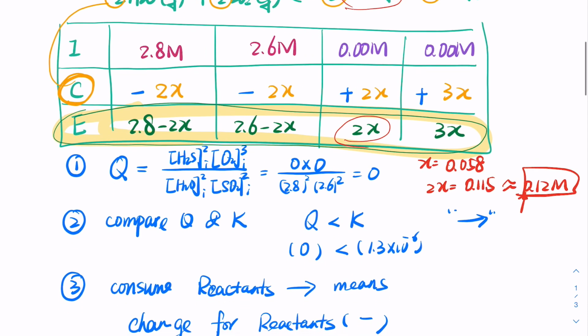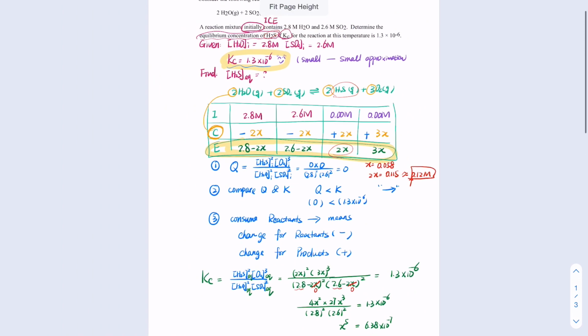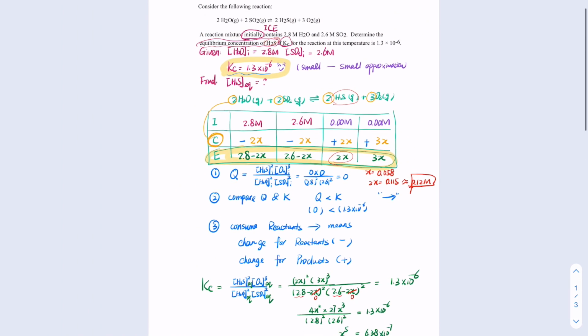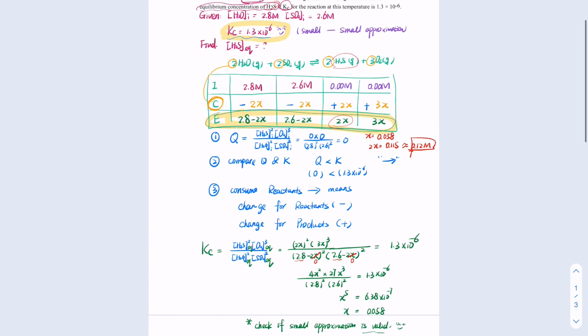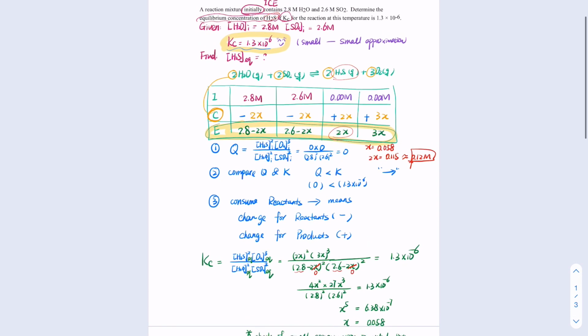So this is how you solve this question by using the small approximation. Again, the small approximation applies when you do addition or subtraction. I know in the lecture I mentioned that most of the cases are on the denominator, but this really applies whenever you have the change. This is how you solve questions using the small approximation.